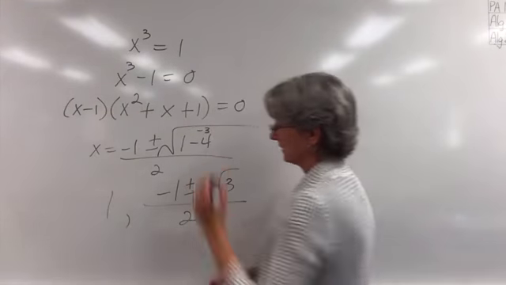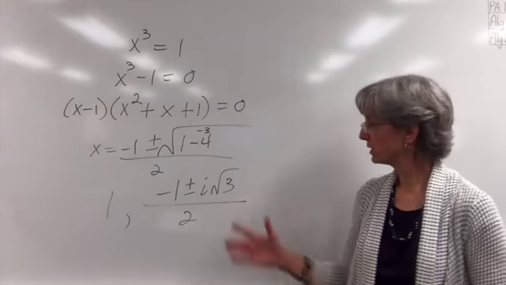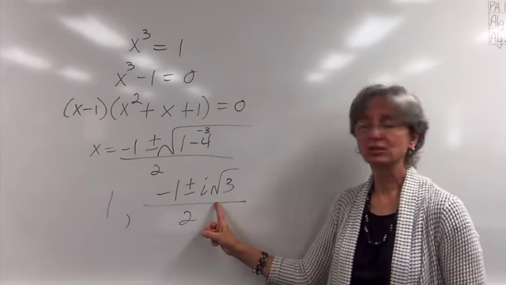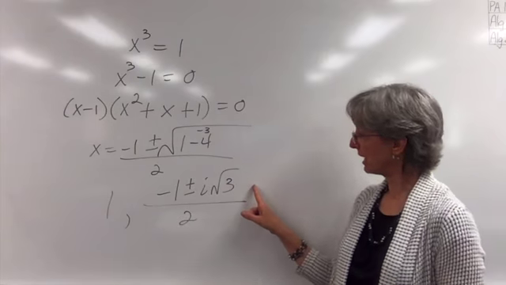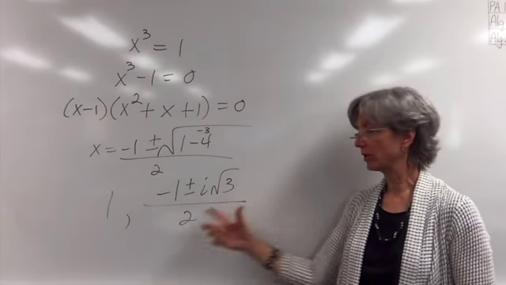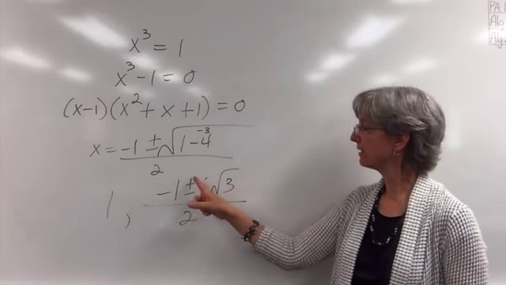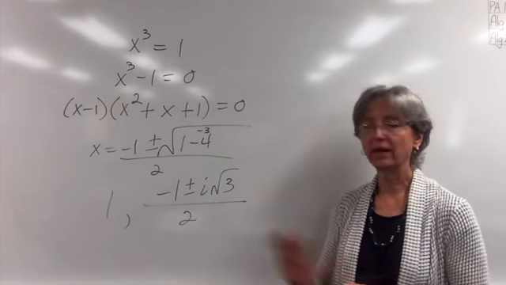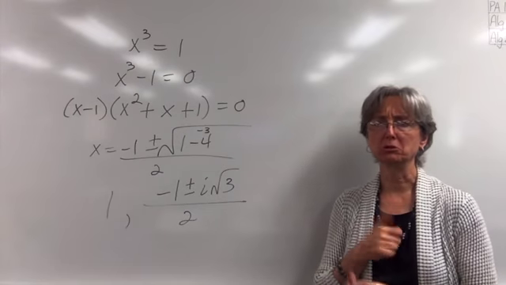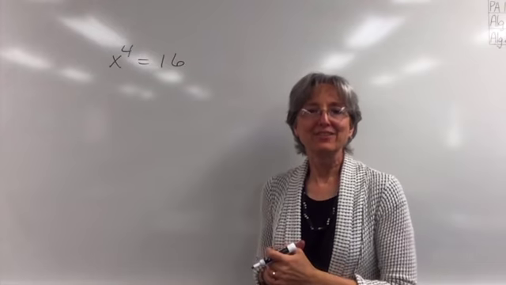It's 1. So those are your 3 solutions for this, and yes, it's perfectly fine to leave it like this. And if you want to put the i here, you can do that. If you want to split that up, negative 1/2 plus or minus square root of 3i over 2, you can do that, but you can just leave it like this, simpler. There you go. This one's really cool.